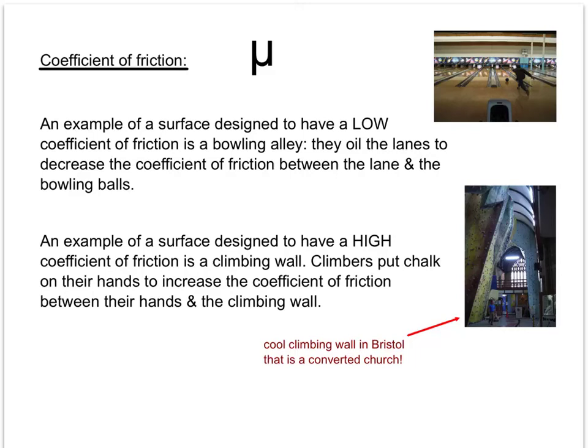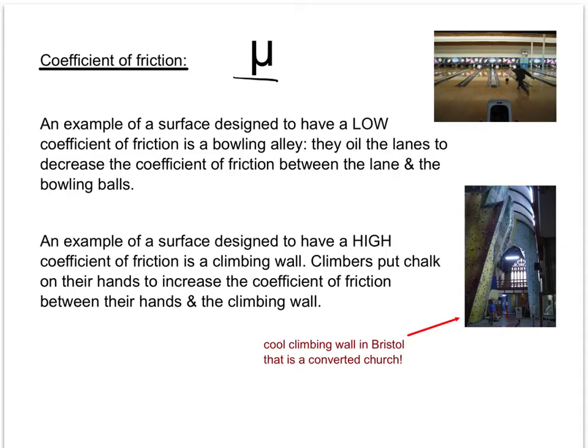Okay, so first we're going to talk about mu, the coefficient of friction. Basically it's how much resistance to motion there is between two surfaces. As I've written here, an example of a surface designed to have a low coefficient of friction is a bowling alley. They oil the lanes to decrease the coefficient of friction between the lane and the bowling balls to make it a fun game. A high coefficient of friction in a bowling alley would not be fun.